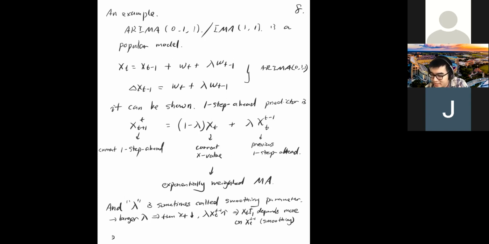On the other hand, if you have a smaller lambda, then that means your forecast for t plus 1 depends more on xt. So that means your prediction is less smooth.